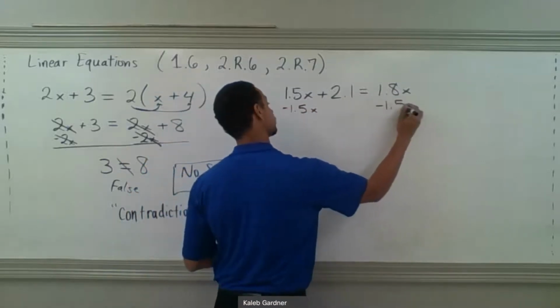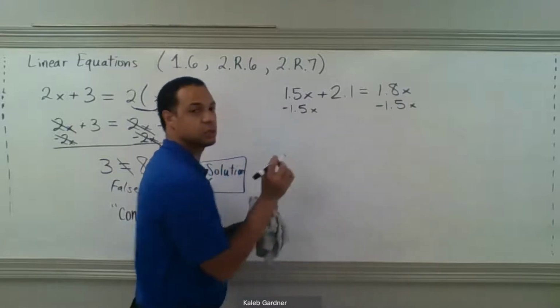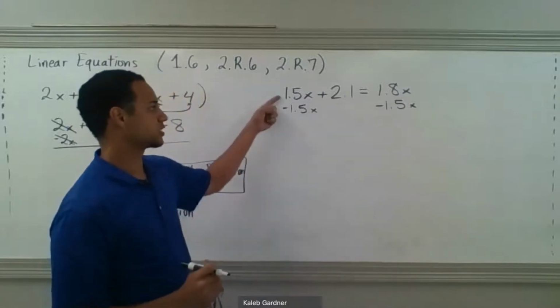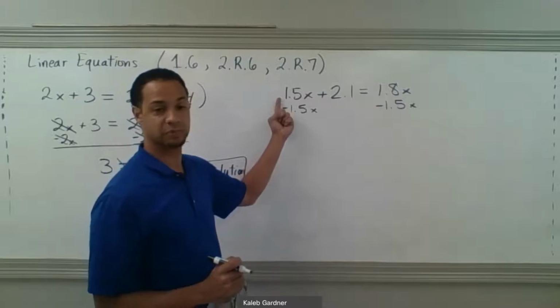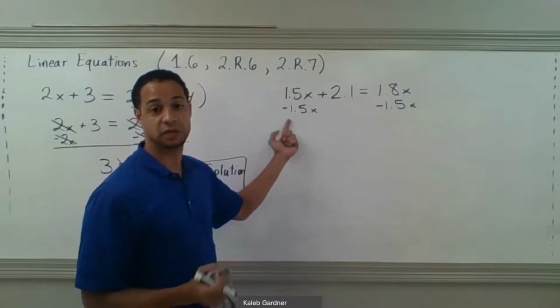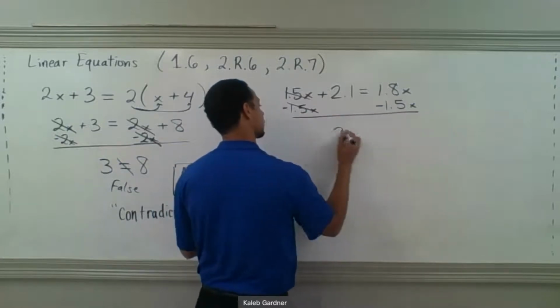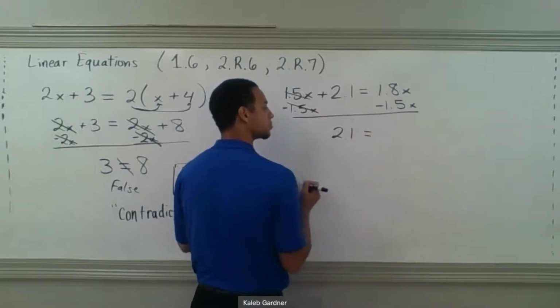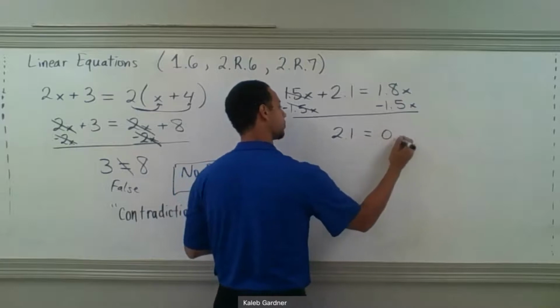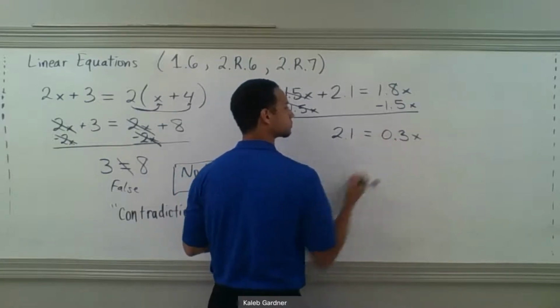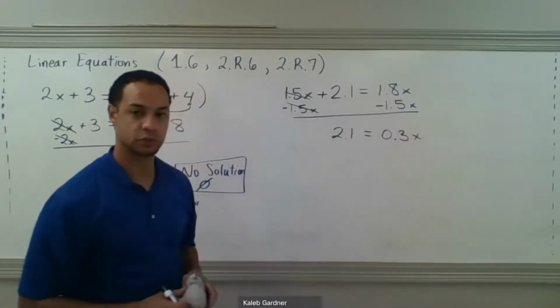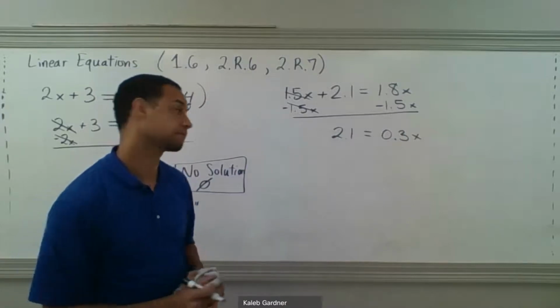So let me make my move. Now, why am I subtracting 1.5? Well, it's being added to 2.1 and it's already positive. The opposite of a positive is a negative. 1.5 minus itself is 0x. So positive 2.1 equals 0.3x. 1.8 minus 1.5.